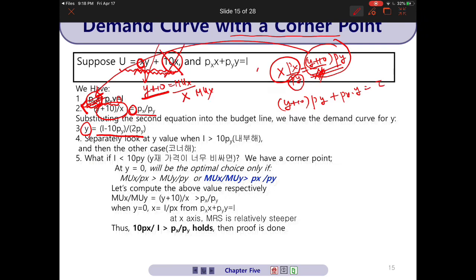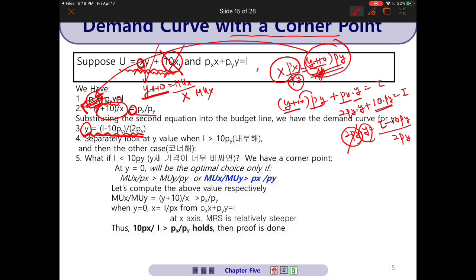Now we factor out the py times y term. We have another one here. So we have 2 py times y plus, what about this one? 10 times py equals I. Now subtract this one from both sides. So 2 py times y equals I minus 10 py. And divide both sides by 2 py. So it becomes the demand for good y right here.